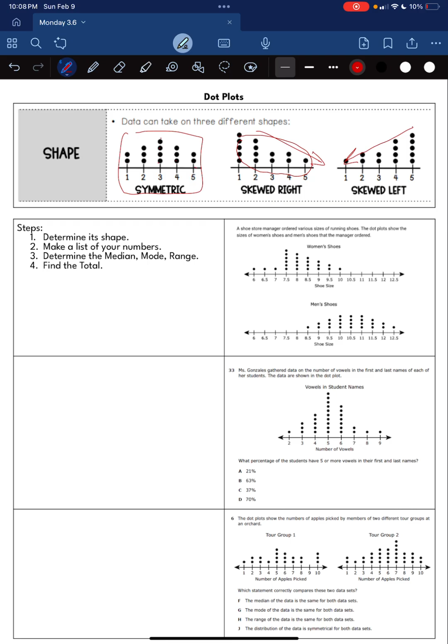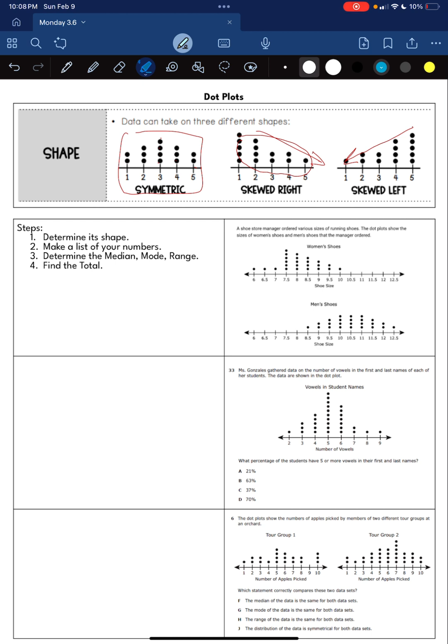So we have to know that as we work through our problems, because you can have a question that could focus on that. So let's take this first question, for example. This is actually not a question, but I want you to be able to tell me, is it skewed left, is it skewed right, or is it symmetrical? It says a shoe store manager ordered various types of running shoes. The dot plot shows the sizes of similar shoes, women's shoes and men's shoes that the manager ordered.